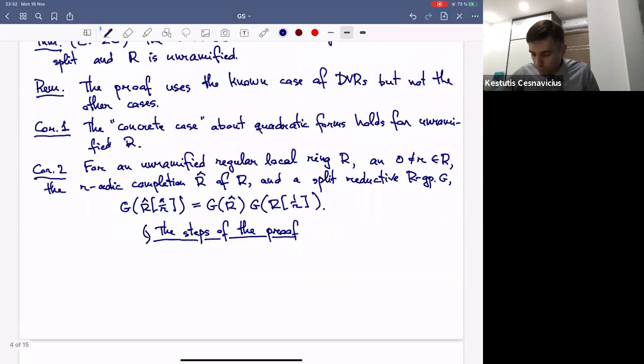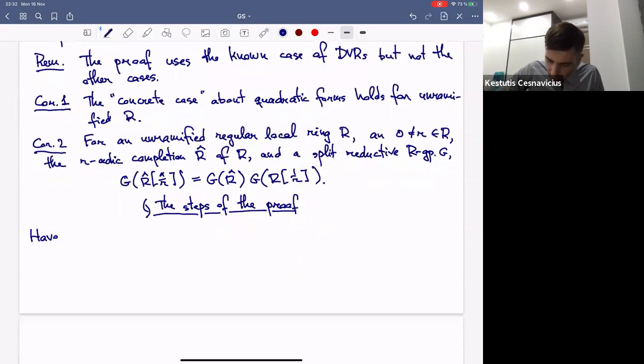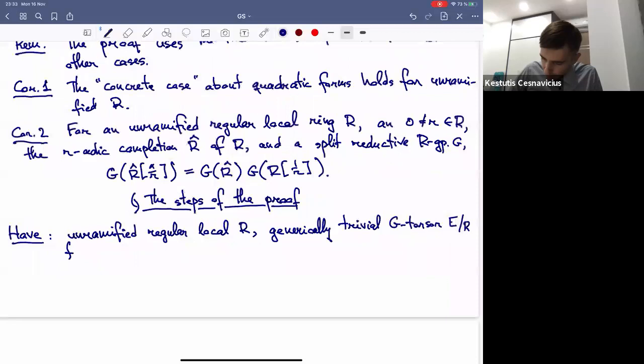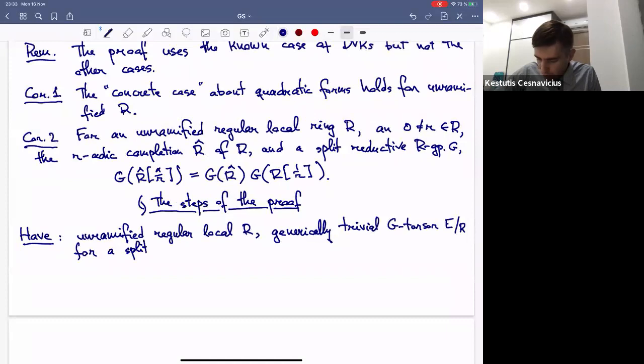So for this, I'll fix the setting. We have an unramified regular local ring R, and we have a generically trivial G torsor E over R, for a split reductive R group G. Okay, and according to the Grothendieck-Serre conjecture, this torsor should be trivial. That's what we'd like to argue.